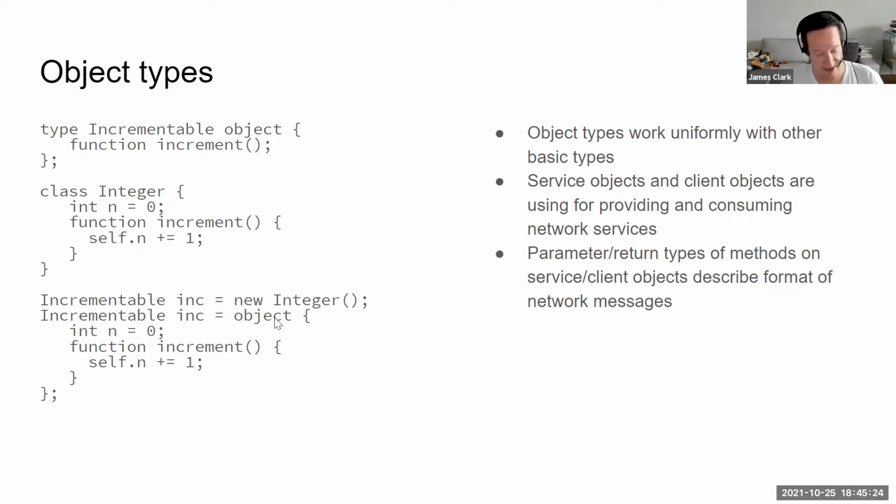Ballerina isn't an object-oriented language, but objects are important. In particular, objects are used to describe the network interfaces. So each network, ingoing or outgoing network interface, is described as an object type. So we have service objects that describe the services that a program provides by describing an object, and you can consume network services using client objects. And then the types of the methods on the service and client objects are the types I've been talking about, which describe the format of network messages. So that's how it all kind of fits together.